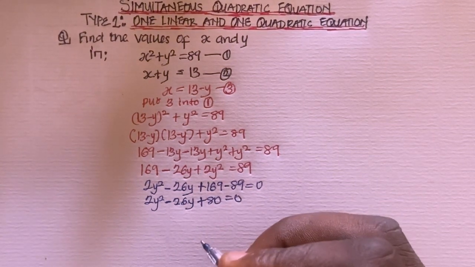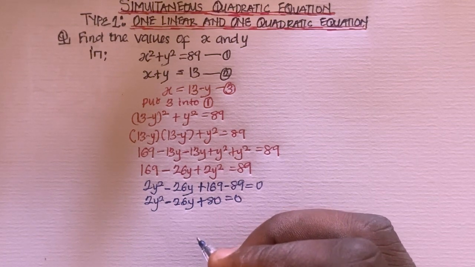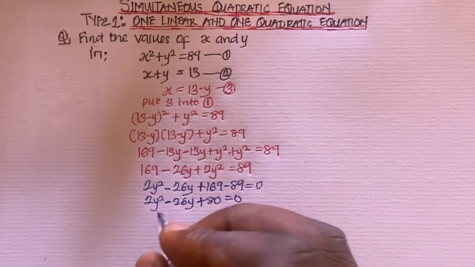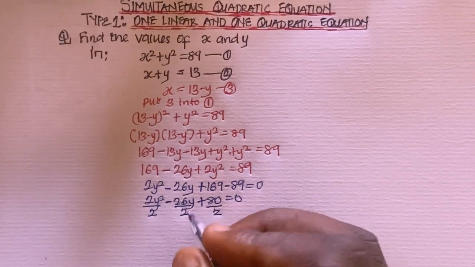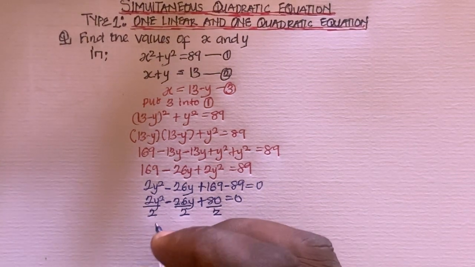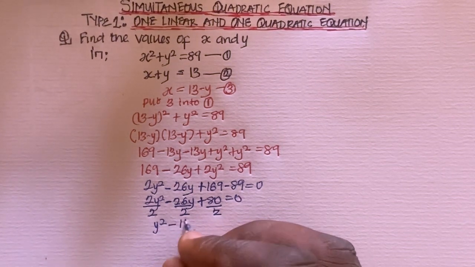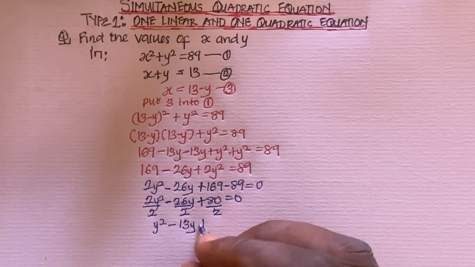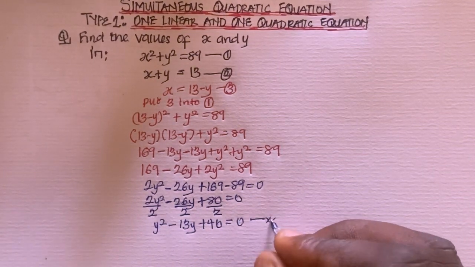So here I'm going to have 2y squared minus 26y plus 80 equals 0. Now this is a quadratic equation, but I can choose to divide all through by 2. Dividing all through by 2, I'm going to have a new expression, which is y squared minus 13y plus 40 equals 0, which is a quadratic expression.